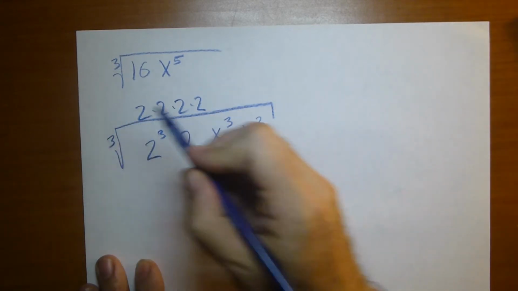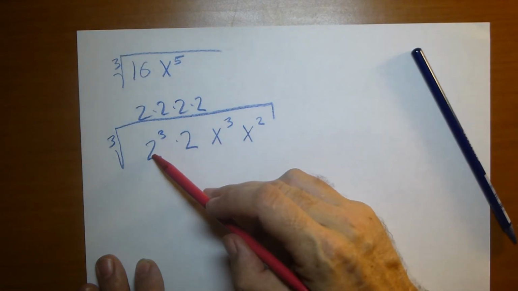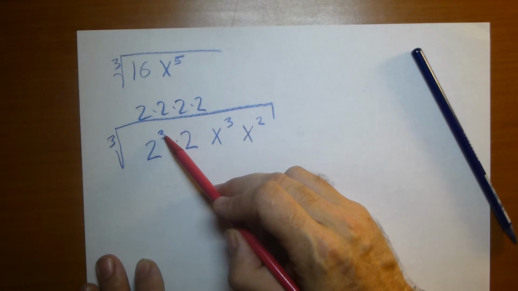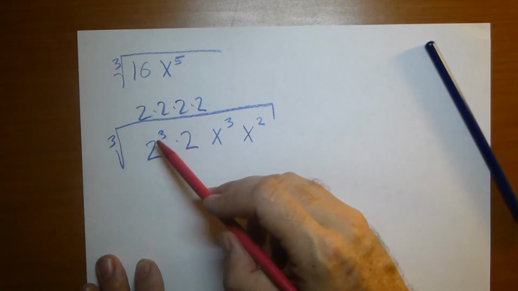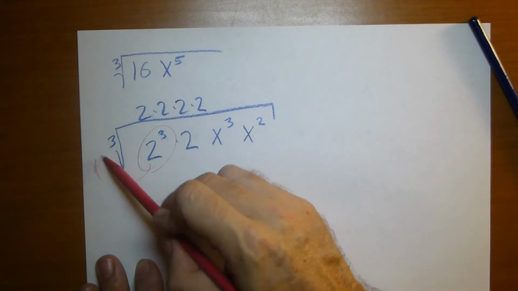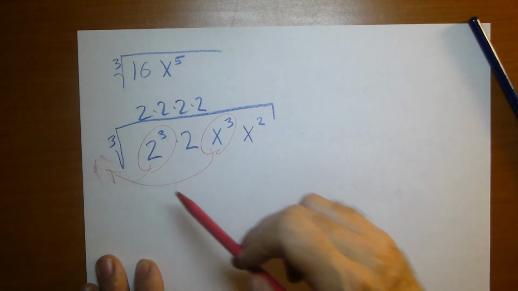That's the cube root of 16x to the 5th. 16 is 2 times 2 times 2 times 2. Or I can write it as 2 to the 3rd power times 2. x to the 5th is, I'll write it as x to the 3rd times x to the 2nd. And of course, all this in a cube root. Now, the cube root of 2 cubed, the cube root and the 3rd power cancel each other out. So I can pull out in front a 2. x cubed, likewise, goes out there.